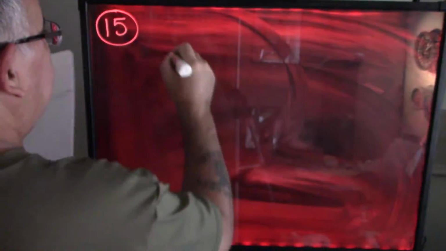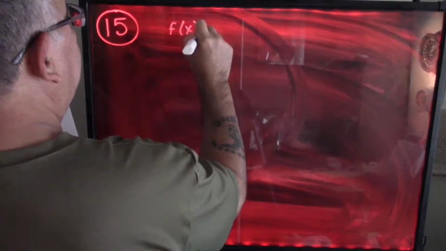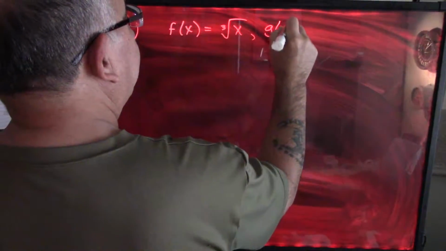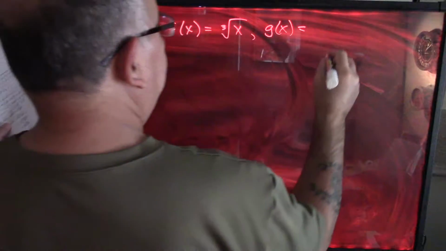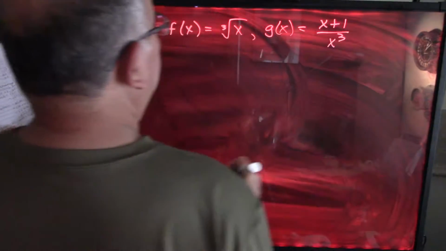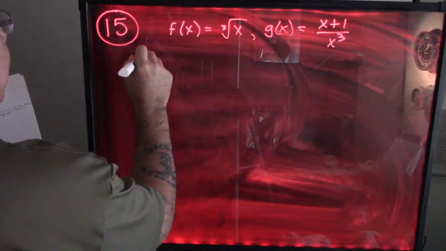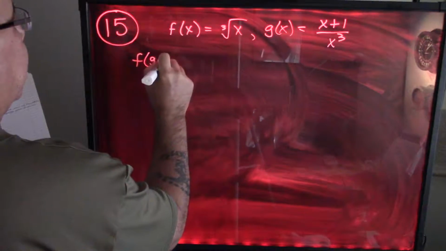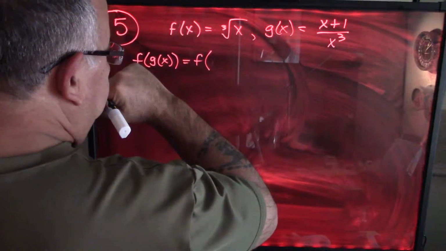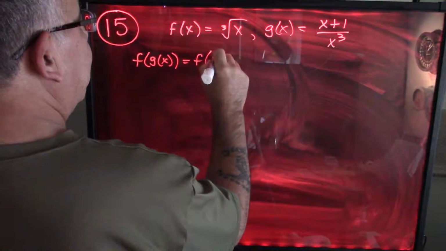Number 15, f of x is the cube root of x, and g of x is x plus 1 over x cubed. So f of g of x is f of x plus 1 over x cubed.